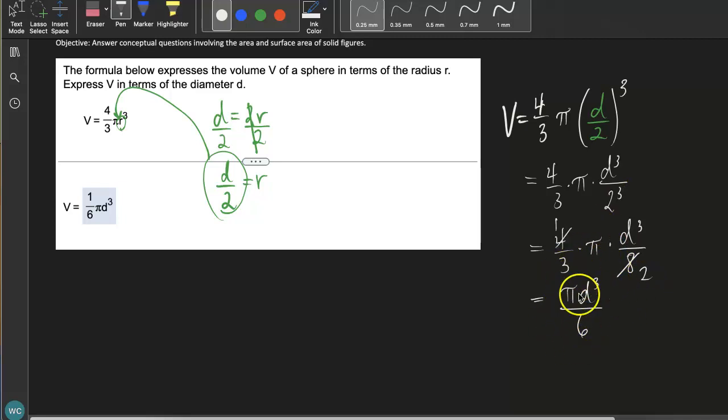You could leave it this way, or as you see in the answer, taking that understood 1 into account, we can take the fraction back out as such: 1/6 pi d cubed. Either way, both of those expressions are equivalent.